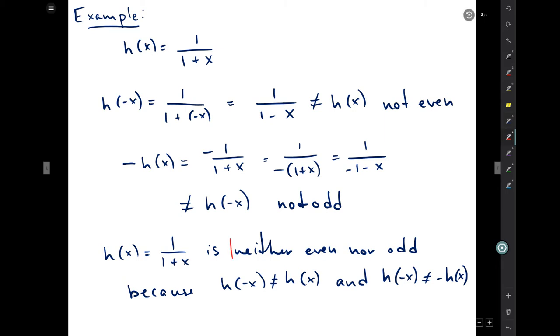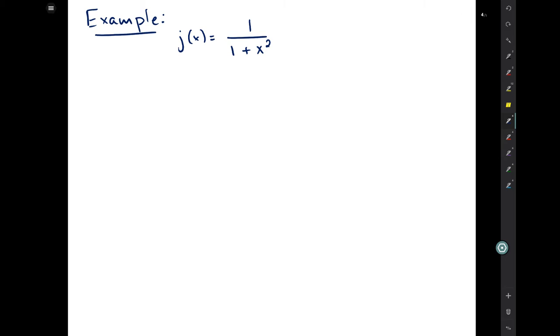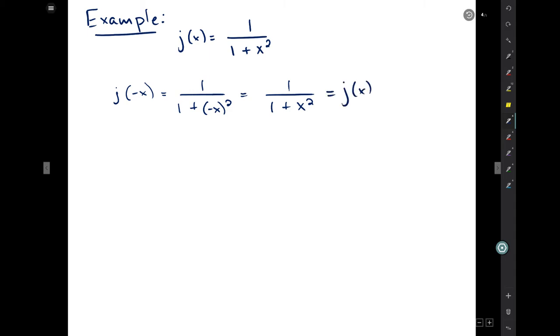Okay, so one more example, and then we'll do some pictures. So here's one more example, j of x, and again, I plug in minus x. Here, this is 1 over 1 plus, I'm squaring my negative, and I know squaring a negative makes it positive, and voila. I have simplified, and I get back to my original function. So j of x is even.